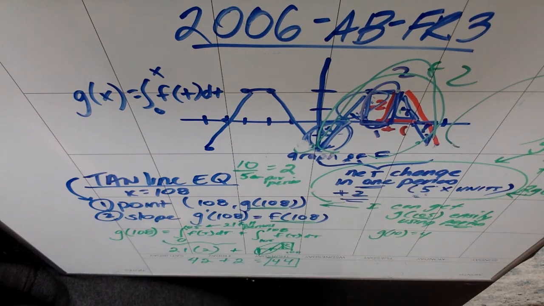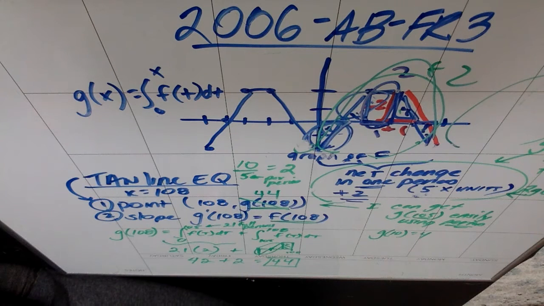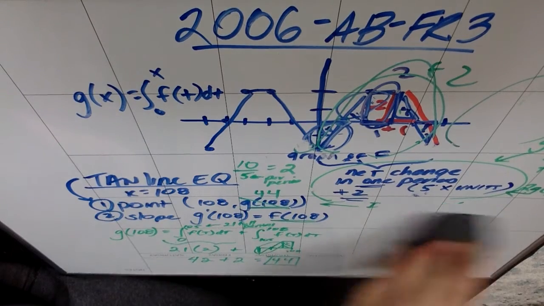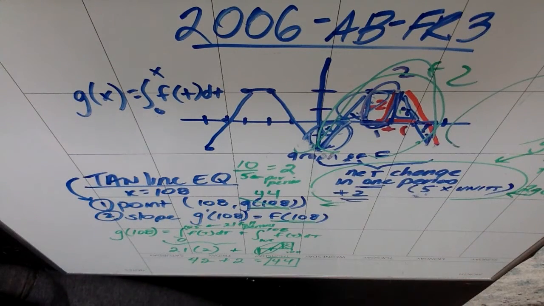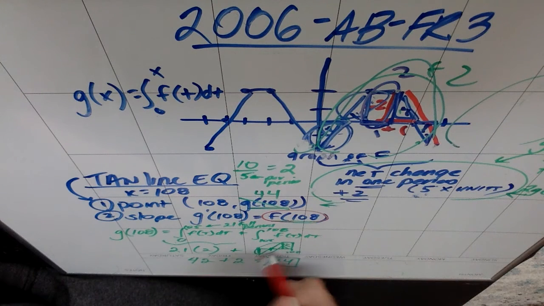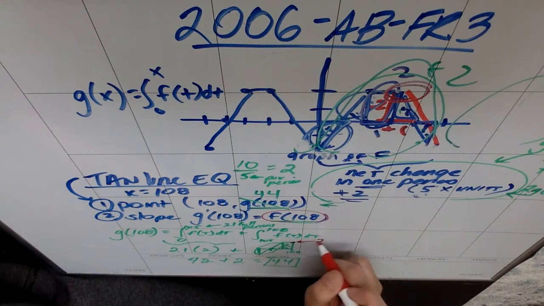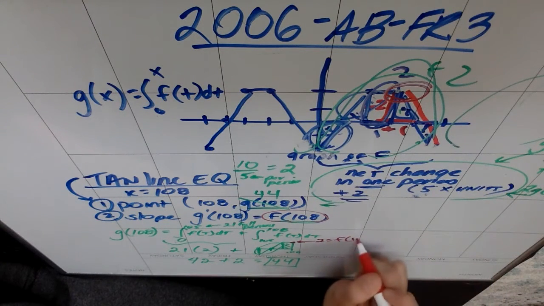Okay, so now we have the first part of the information. We know that my point is 108, 44, and that's fine. But then you also need to find your slope. So in order to find your slope, you want f of 108. Well, if you look at this picture, 108 is right here. That's this spot on the original graph because it's periodic, so that's a 2. So f of 108 is a 2.